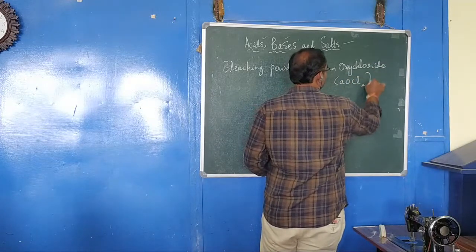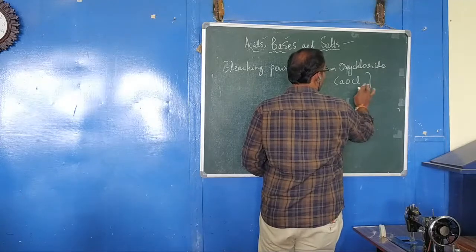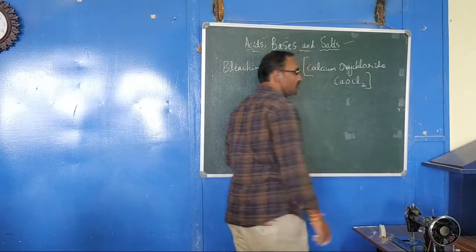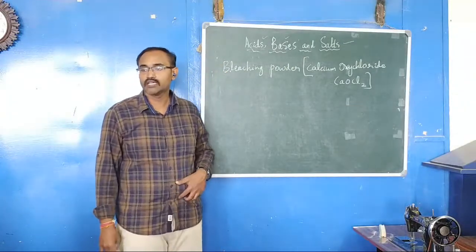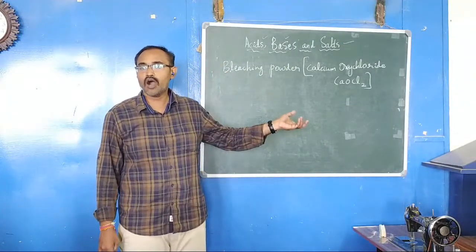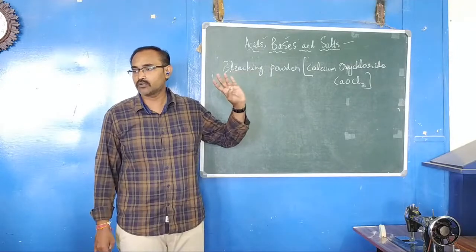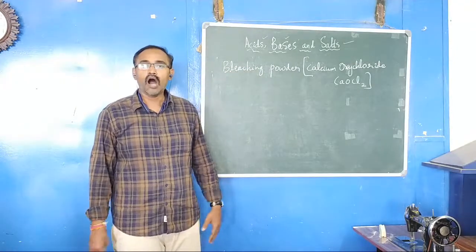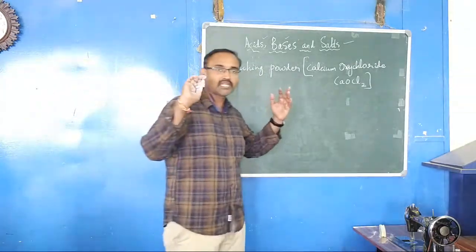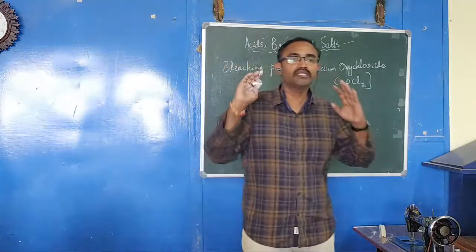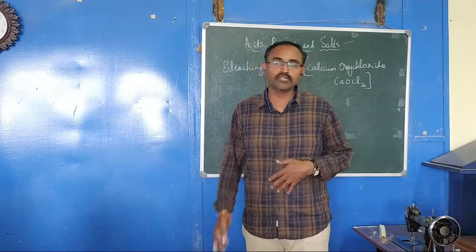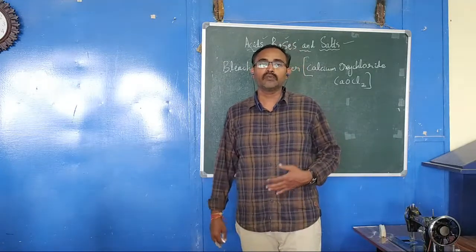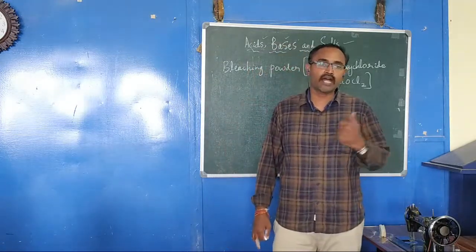CaOCl2 is the molecular formula for calcium oxychloride. Ca calcium, O oxygen, chloride Cl2. First let us learn how bleaching powder is prepared. Then let us look into the uses of bleaching powder. If anybody knows, you can answer me.